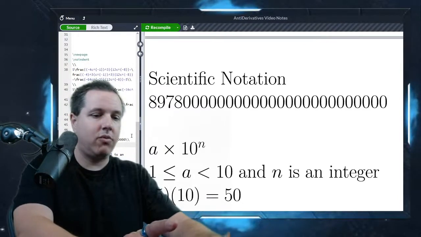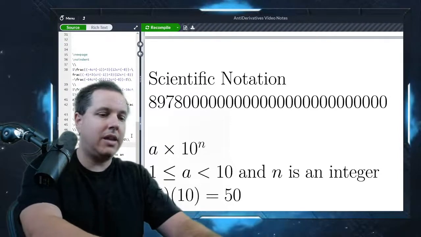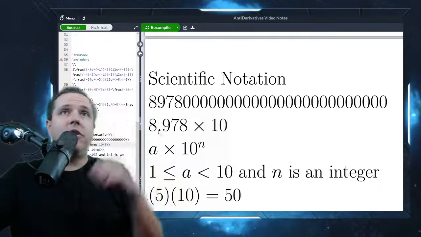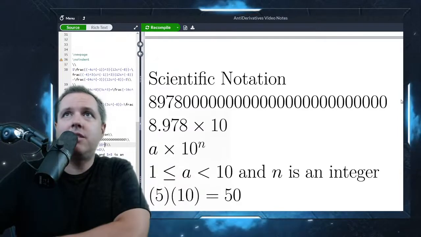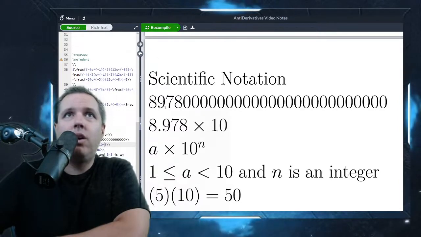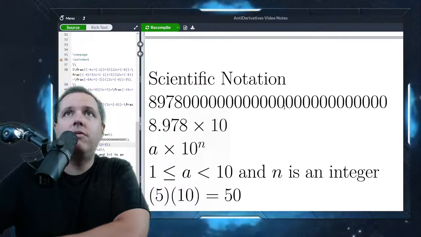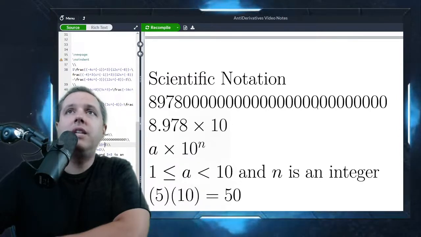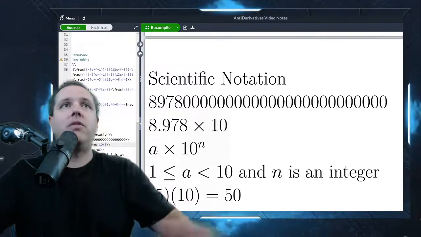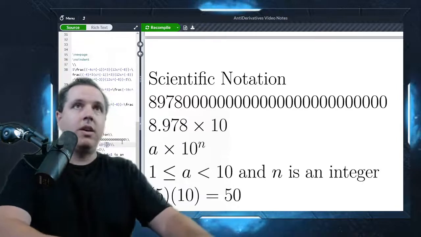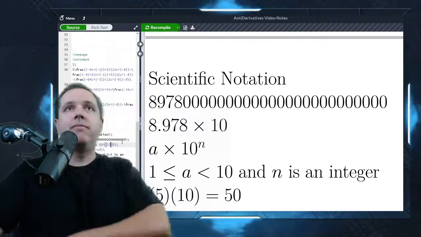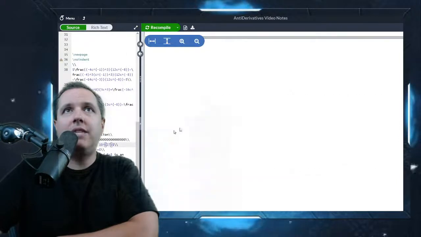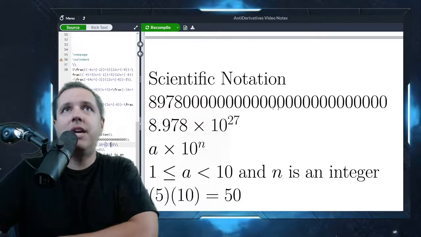8.978. Then we've got times 10 to the, okay, so if our decimal starts here, how many times do I have to move the decimal place to get it here? Well, let's look. 1, 2, 3, 4, 5, 6, 7, 8, 9, 10, 11, 12, 13, 14, 15, 16, 17, 18, 19, 20, 21, 22, 23, 24, 25, 26, 27. If I didn't mess that up, it should be written this way. If I take 8.978 and multiply it by 10 27 times, I get this big number up here.